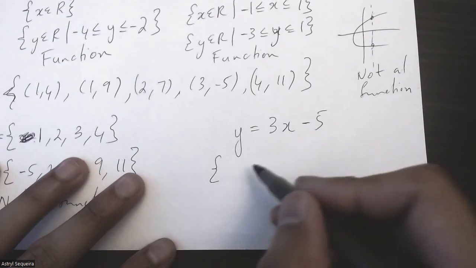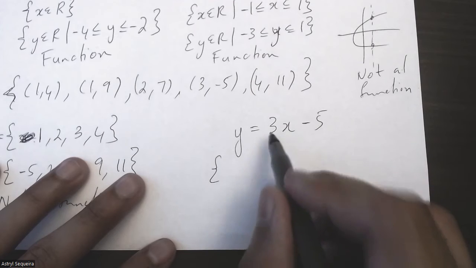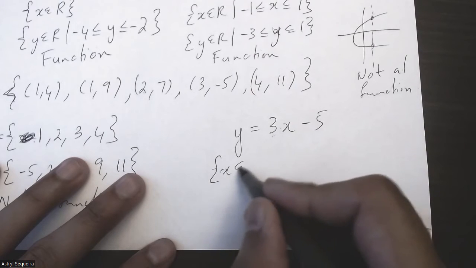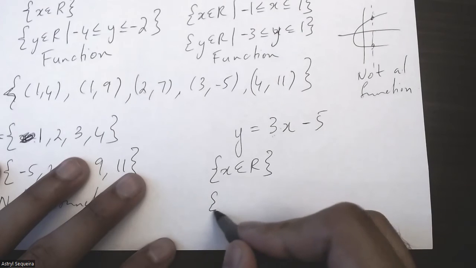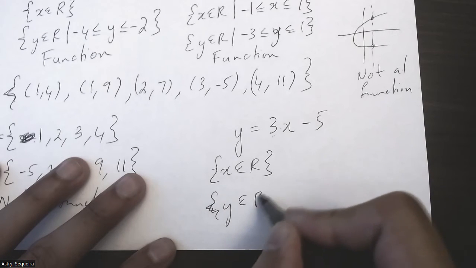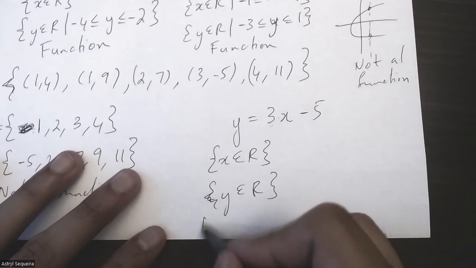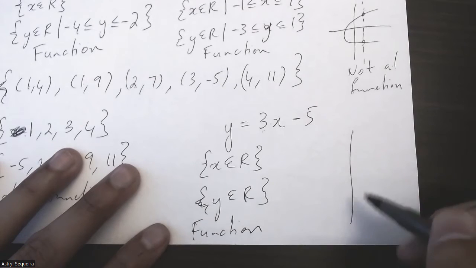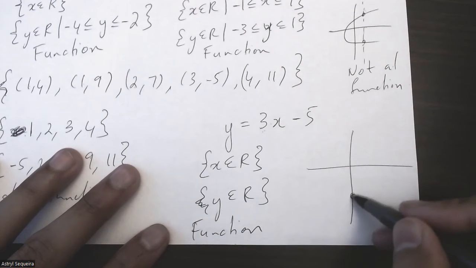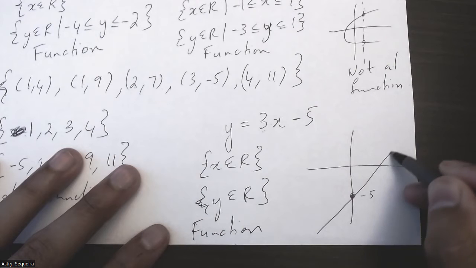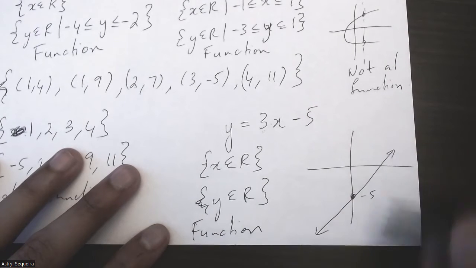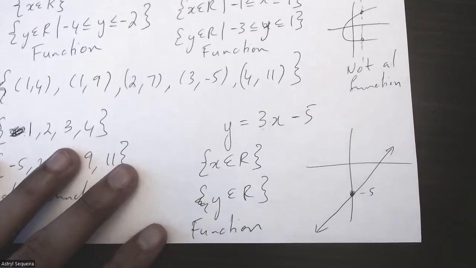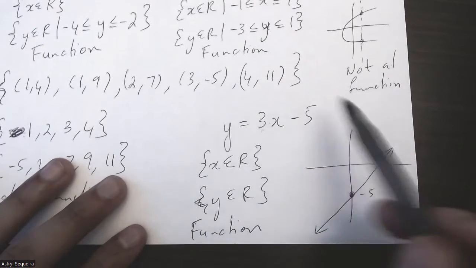Now the domain and range for any linear equation that has a slope of not 0 is always all real numbers. Okay, and this is always going to be a function as well, as long as you have a slope that's non-zero. Now, I'll plot this really quick to show you why. This is -5. It's a linear function with a slope of +3. As you can tell, this is going to pass the vertical line test, and domain and range are both all real numbers. Like I said, that applies to all linear functions.